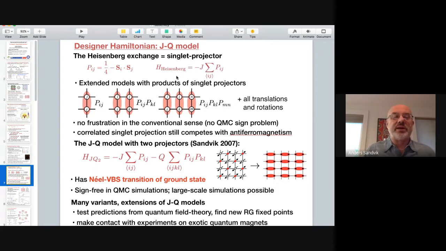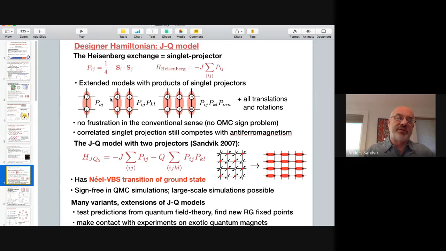But we can construct interactions which are products of singlet projectors. And these are just some ways. This is the normal Heisenberg interaction. This is a product of 2 singlet projectors on nearest neighbor bonds. This is 3 of them, and so on. And we sum them over all lattice locations and also all the rotations, so that we don't break any symmetry of the square lattice. And you can imagine that, especially if we have these interactions with many aligned projectors like that, and we put them with a negative sign in our Hamiltonian, then they would favor the formation of a valence bond solid. So intuitively that's pretty clear.